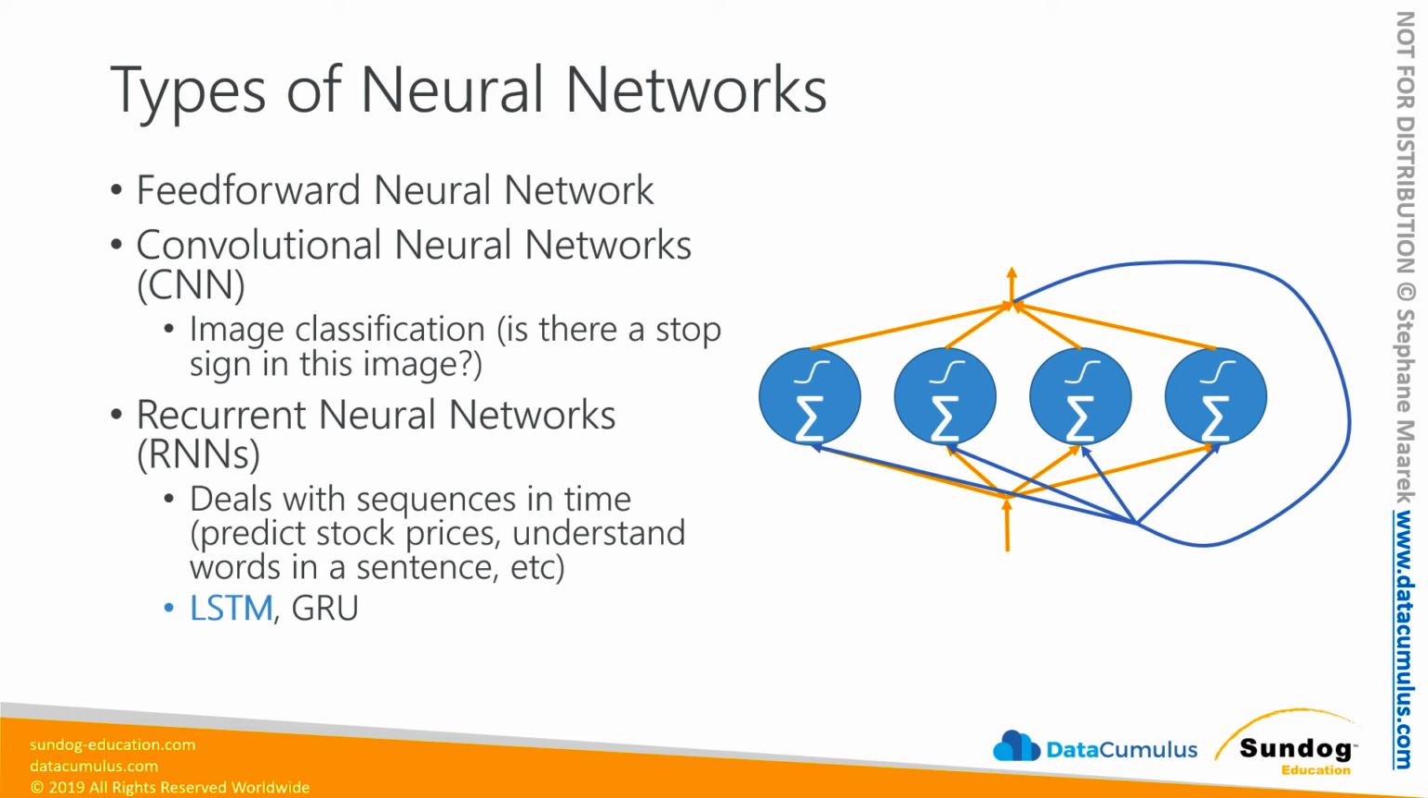Another kind of neural network is called the recurrent neural network, or RNN. Recurrent neural networks are designed to deal with sequences in time, and that's what's actually illustrated here on this slide. You can see that in addition to the outputs of the individual neurons being propagated upward to the next layer, they also propagate back to that same layer again in the next iteration. And in this way, it can model the effect of time passing as it's being trained. So an RNN is appropriate for dealing with things like predicting stock prices or understanding words in a sentence and things like that, where the sequence is important.